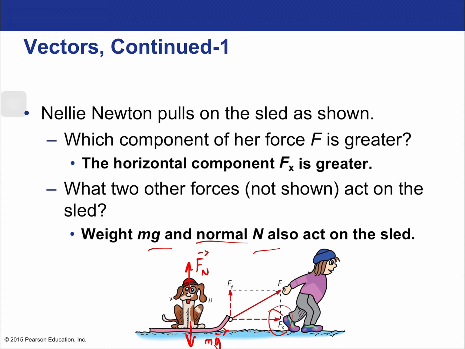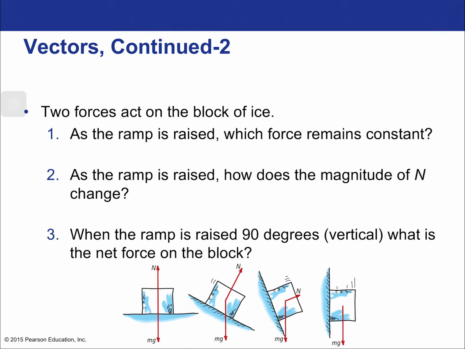Or tilted ground for that matter. It's the normal force, all right? So two forces act on the block of ice. As the ramp is raised, which force remains constant? As the ramp is raised, how does the magnitude of N, that's the normal force, change?